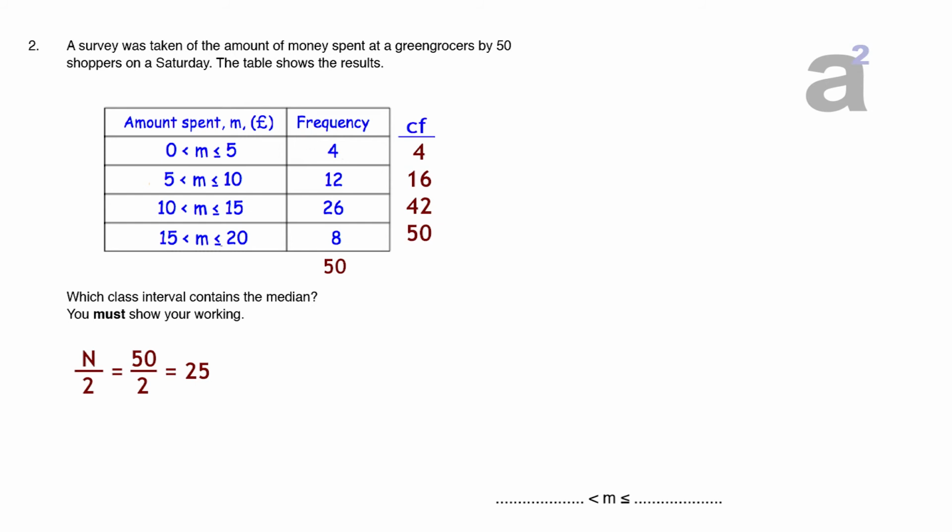So what is the 25th number and the 26th number? You know, after the 16th, 17th, 18th up to the 42nd, they fall in the group of 10 to 15.